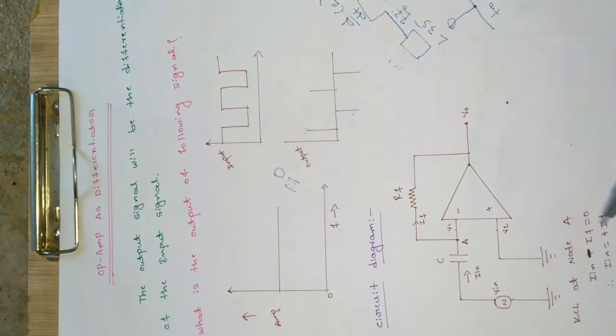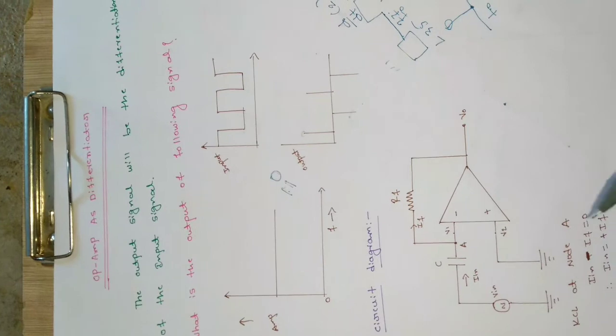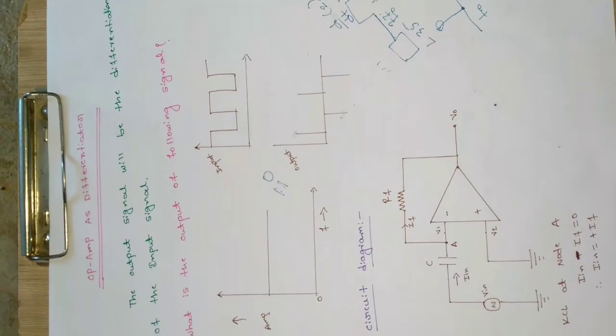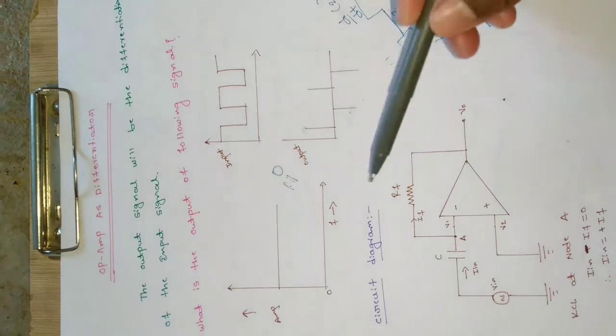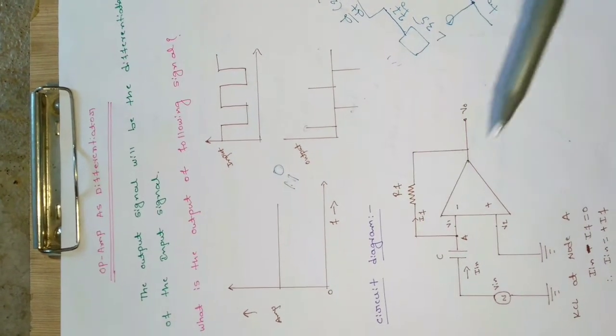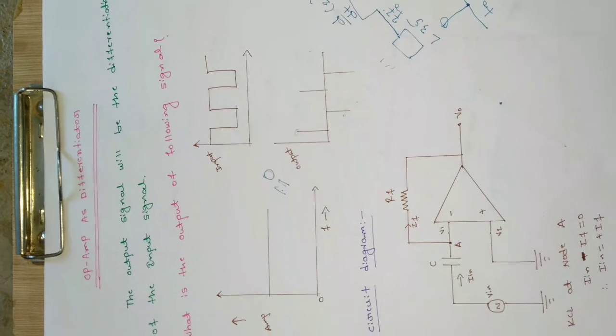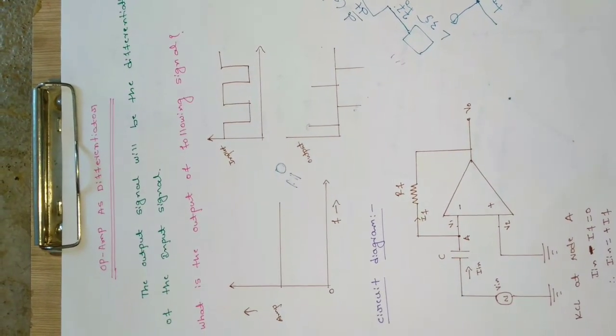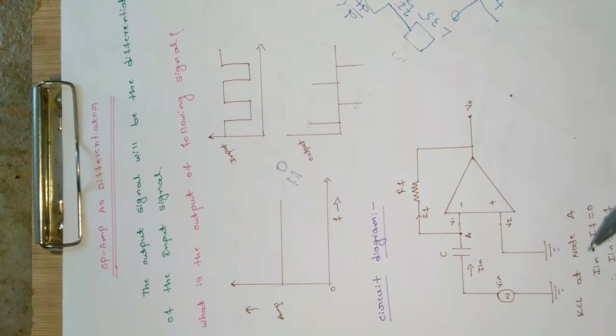Okay, so this is all about the circuit. Now we want to find out the output voltage, and how the output voltage depends on the input voltage and these R_F and C factors. If we know that, then it will be easy for us to design the op amp for our particular application. So apply KCL at node A.